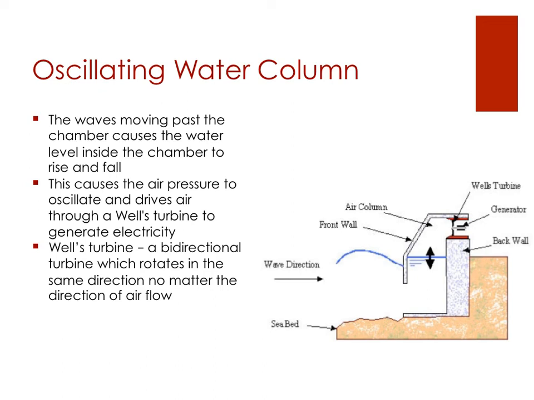Here's the gist. As the waves come in, you can see that the water levels right here will rise and fall. That will increase the pressure in that air column, and the changes in pressure will cause air to flow through this Wells turbine. Basically what that is, whether the pressure is increasing or decreasing, it will always turn in the same direction. If I have a generator that's being forced to turn, I can create electricity.